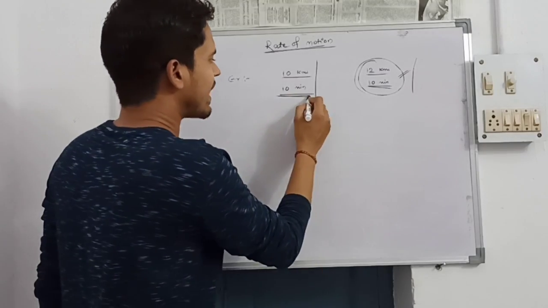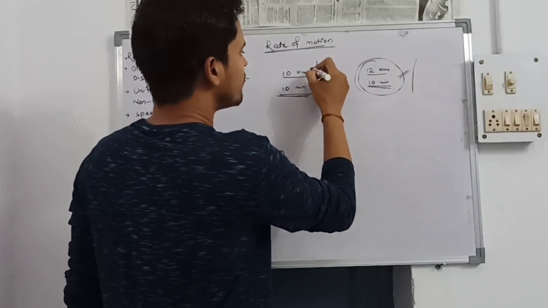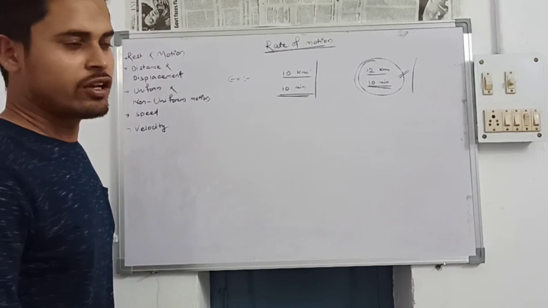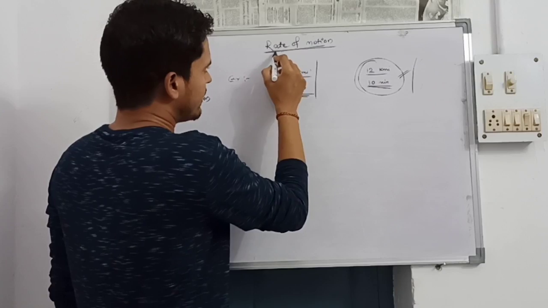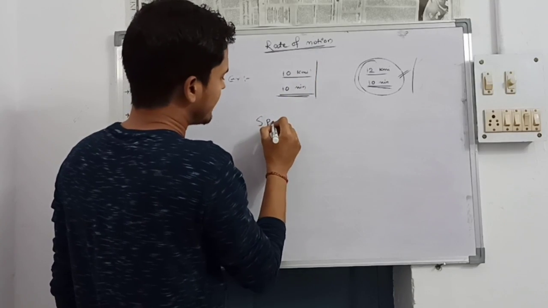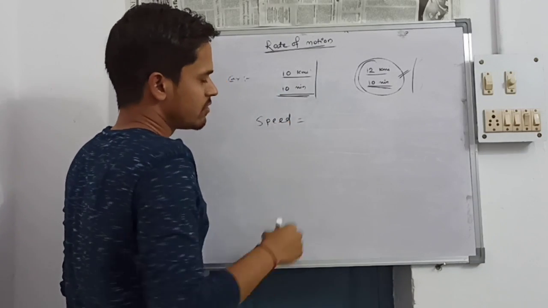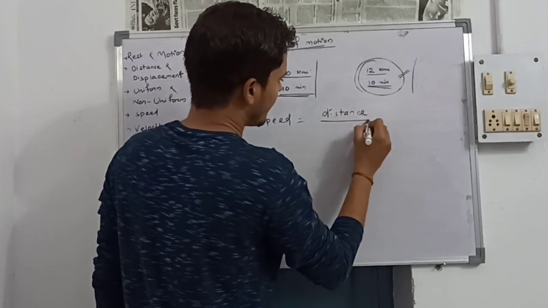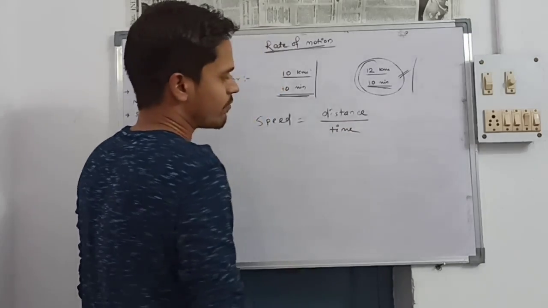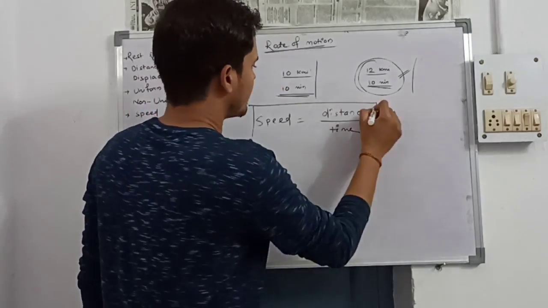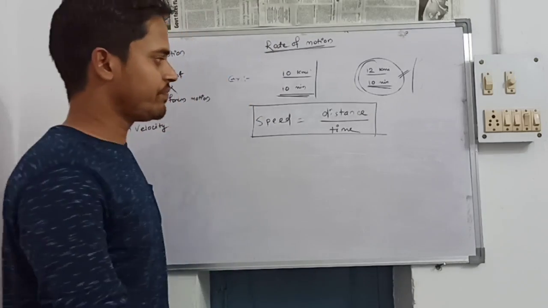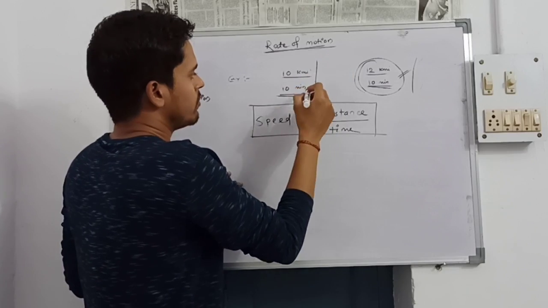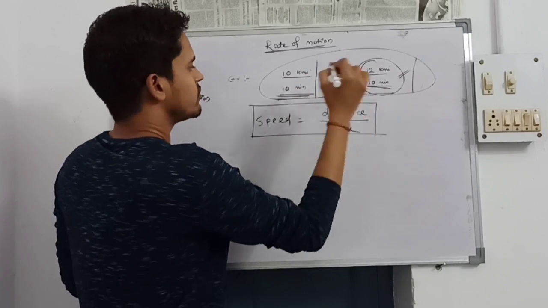In a particular time, what distance you are traveling, that is the rate of motion. So already we have studied, in rate of motion, one word comes, that is speed. From childhood you have studied speed equal to distance by time. Now what does this mean? Speed equal to distance by time. Another example we will take. This is one example. Already you have understood.